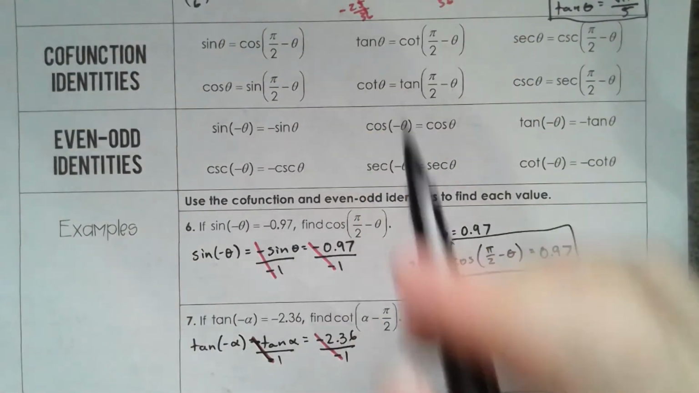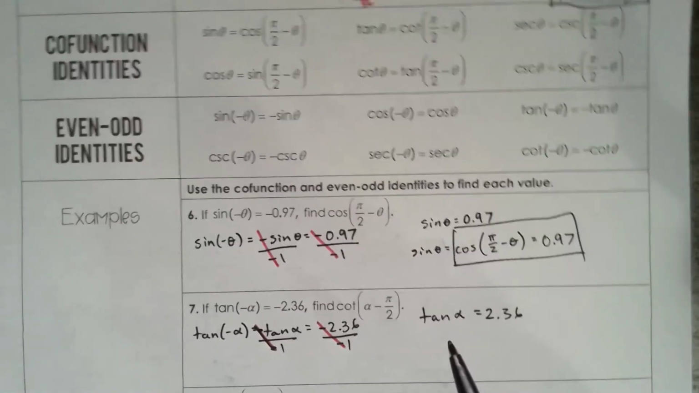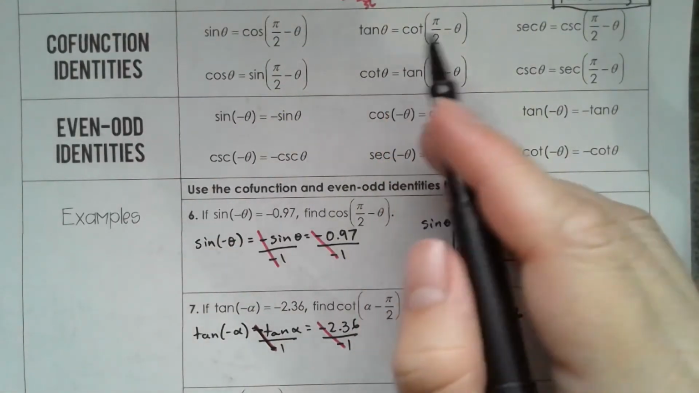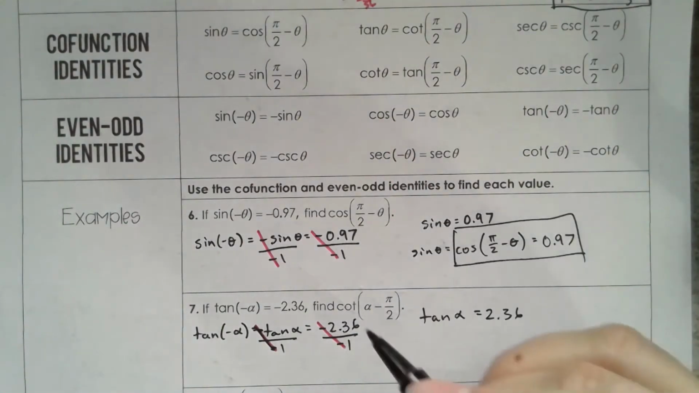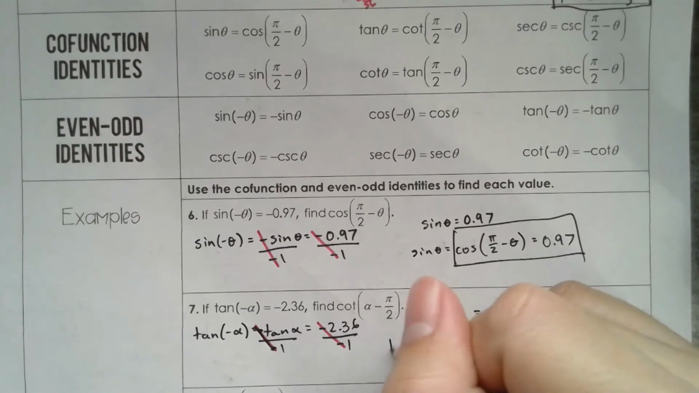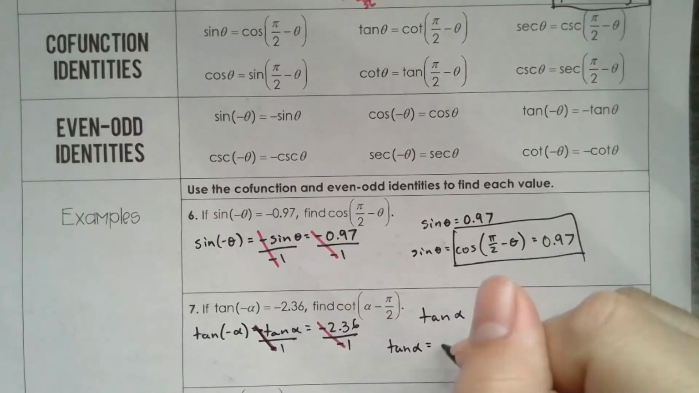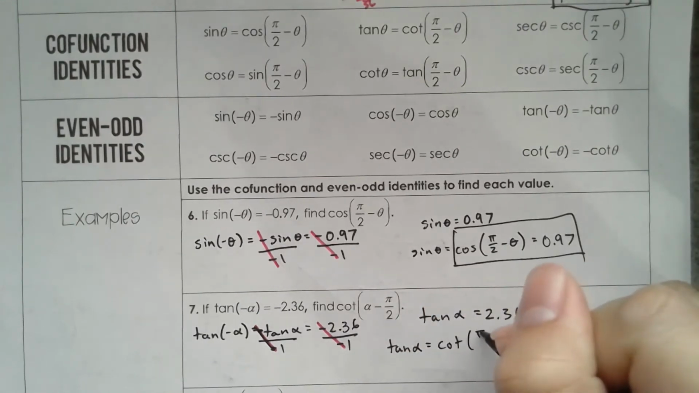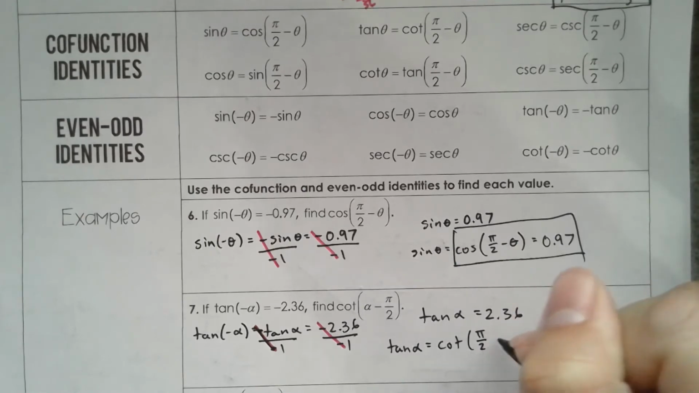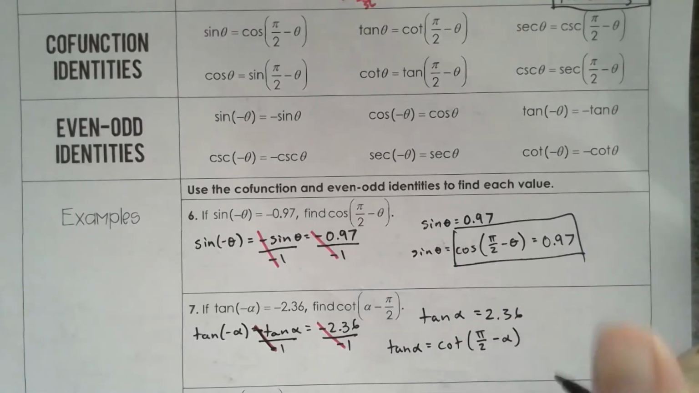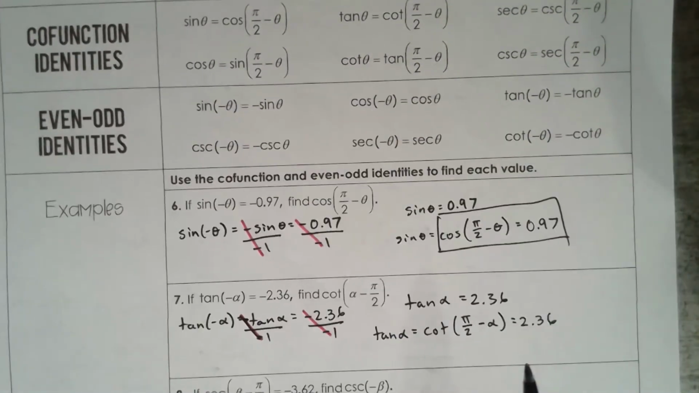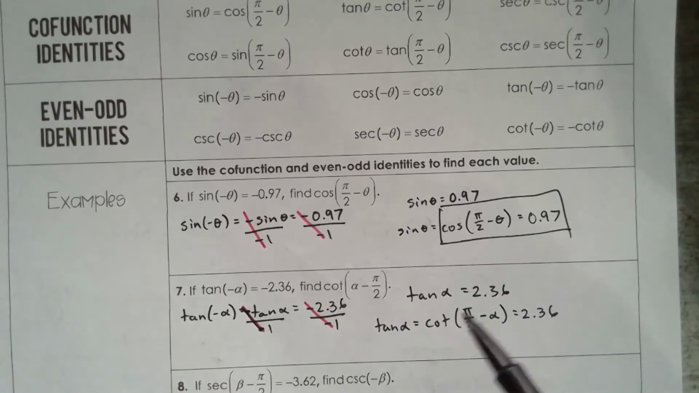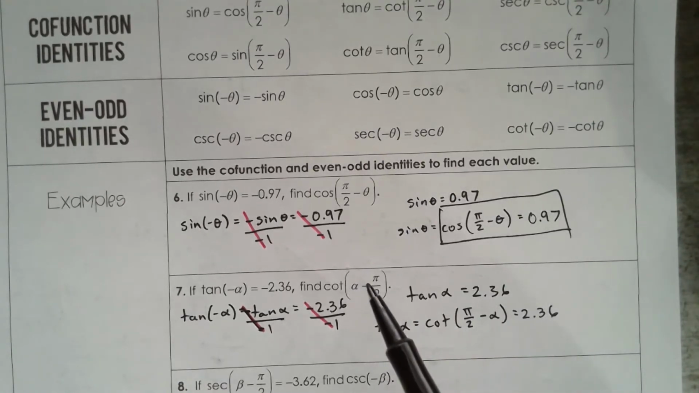Again, the symbol here is interchangeable. It doesn't really mean anything. It's just a symbol for the angle. So I'm getting close now. Tangent alpha is equal to then cotangent pi over 2 minus alpha is equal to 2.36. But you're not done. It looks like you got it, but this is alpha minus pi over 2. This is pi over 2 minus alpha. The orders here are switched. So then I need to fix this.